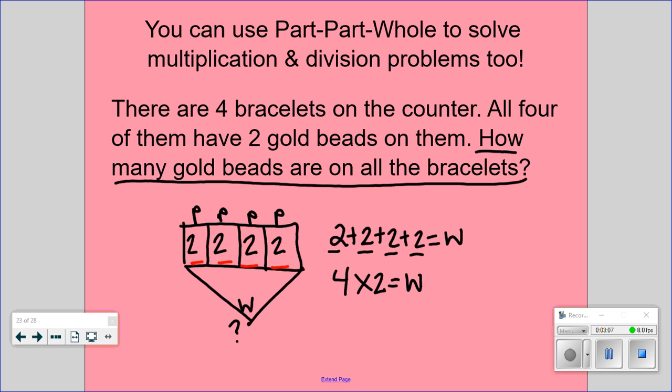And then you can solve this as 4 times 2, which gives you a total of 8. So there are a total of 8 gold beads on the bracelets. Make sure you fill in your answer sentence.